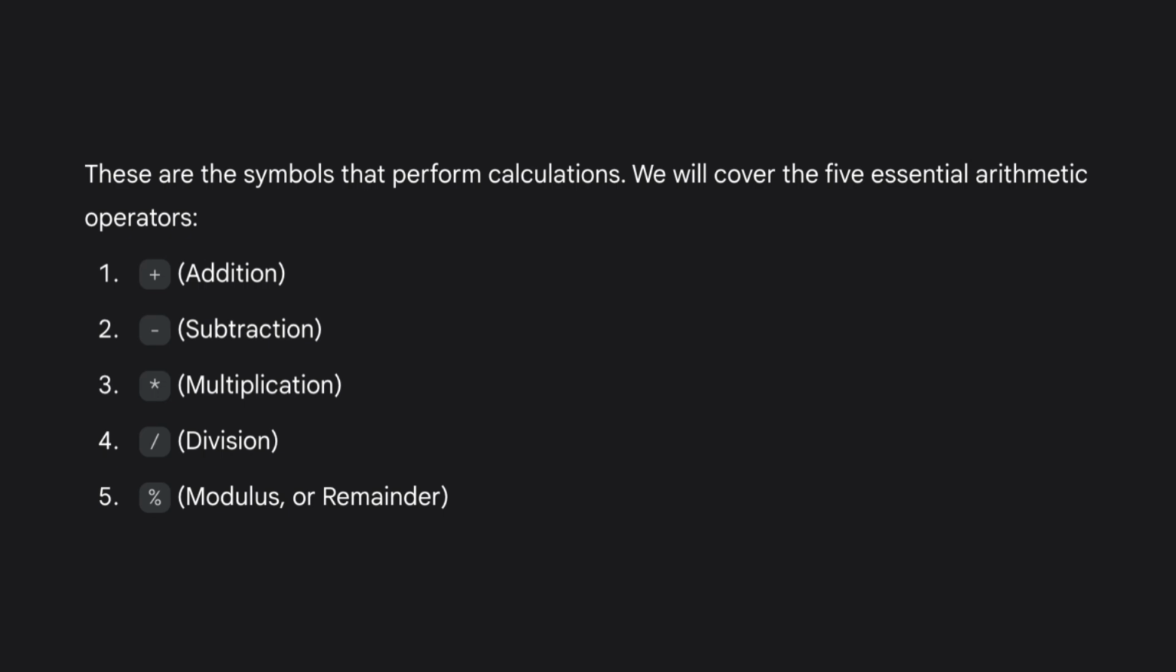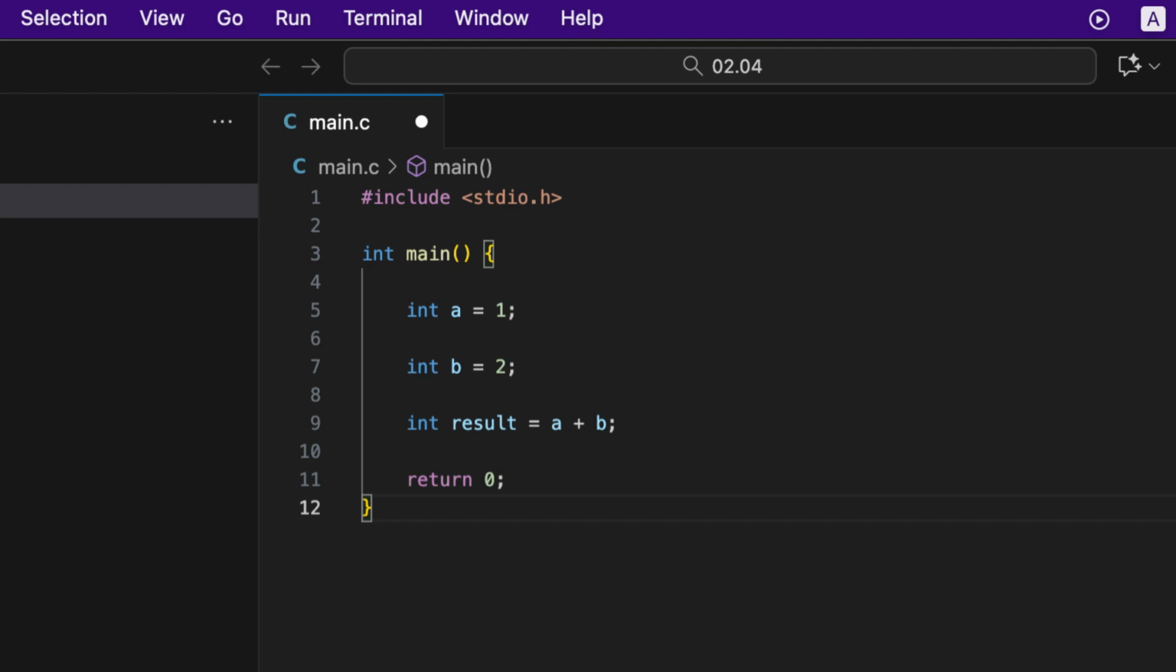We will cover the 5 essential arithmetic operators: plus sign, addition; minus sign, subtraction; asterisk, multiplication; slash, division; percent sign, modulus or remainder. First, the basics: plus, minus, asterisk, addition, subtraction, multiplication. Let's start with the simple ones. Addition, subtraction, and multiplication work exactly as you'd expect. These operations are straightforward and produce the expected results.